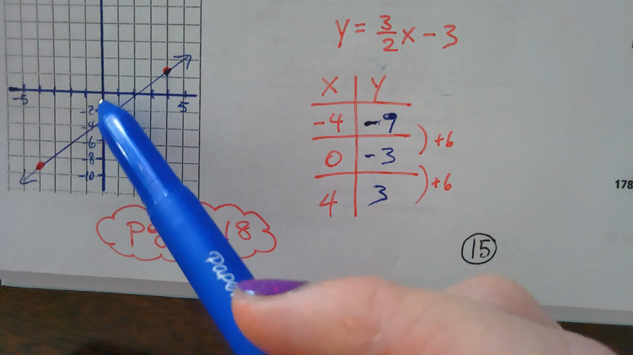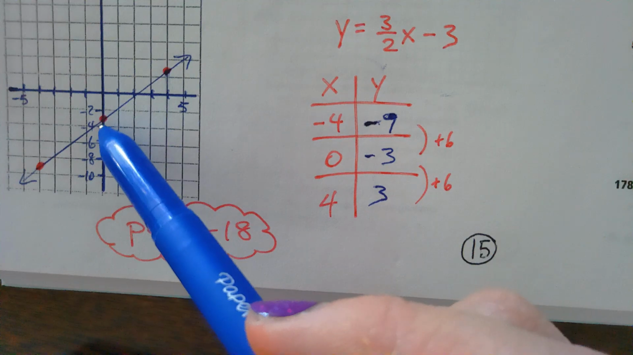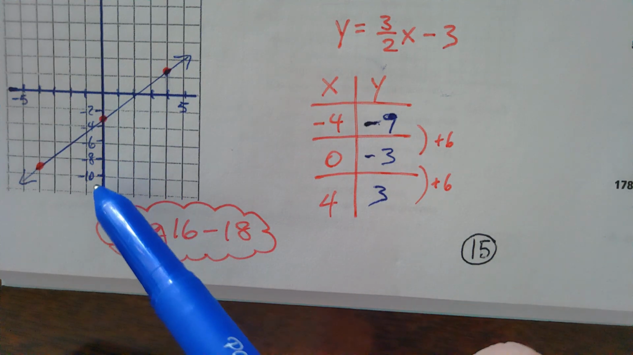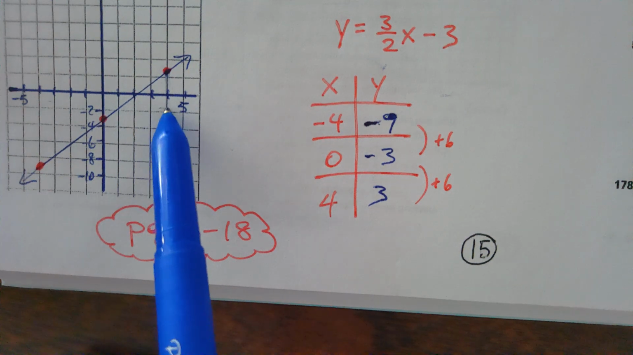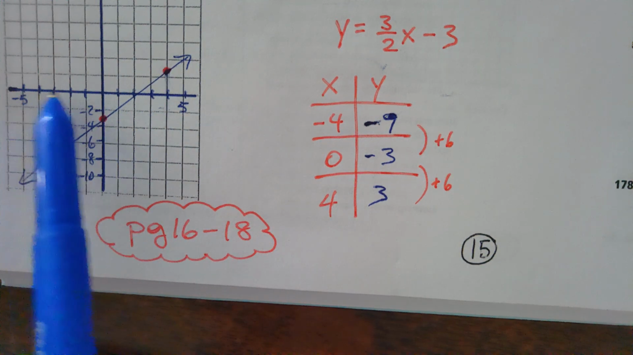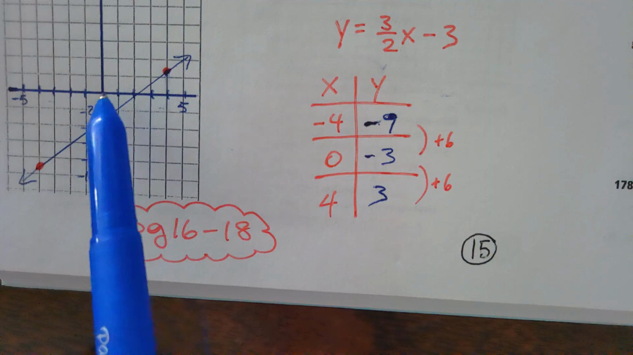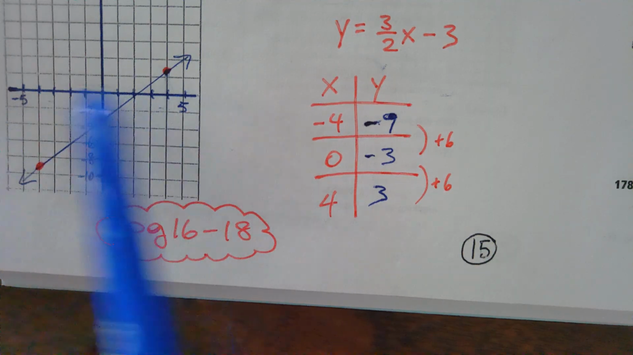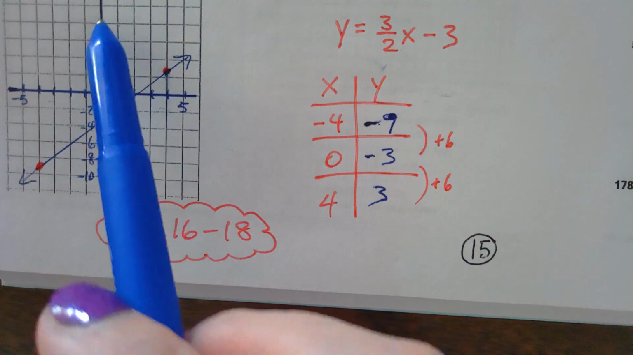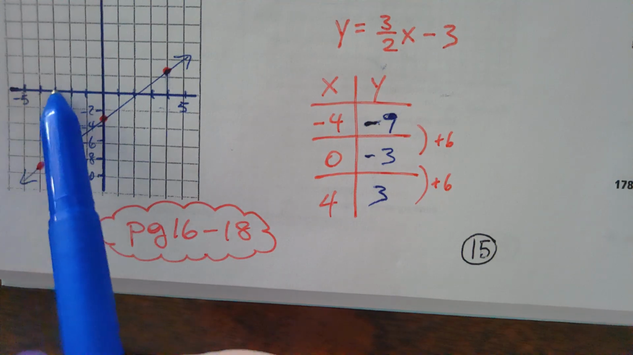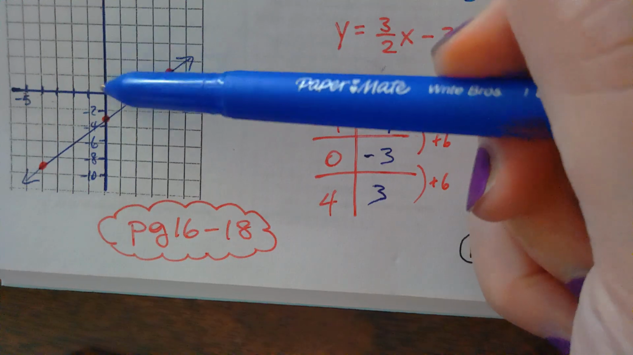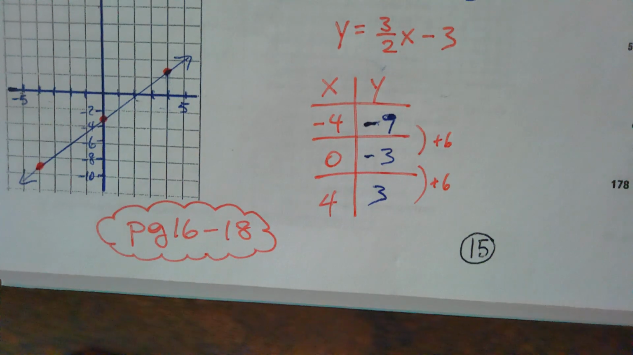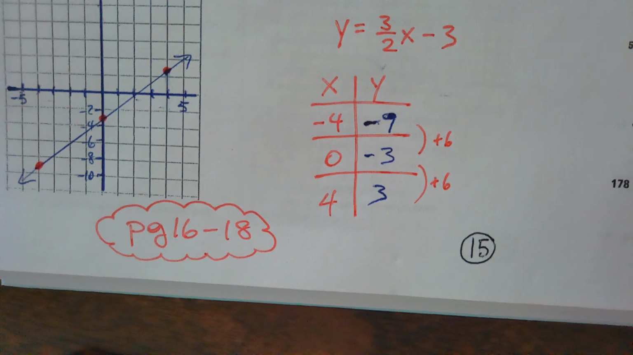One last thing. What scale did I go by for my y? By 2s. What about my x? By 1s. Right, by 1s. So these are independent axes. I could go by 1s for my whole x axis, and I can go by 2s for my whole y axis. So it doesn't have to be the same number.